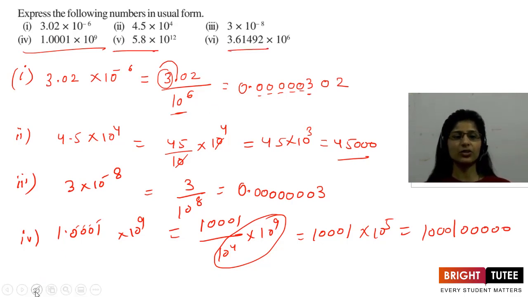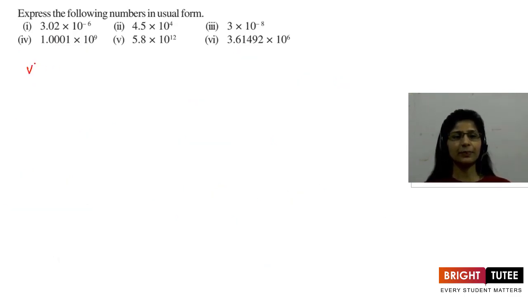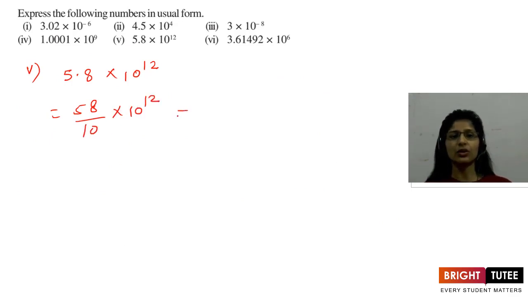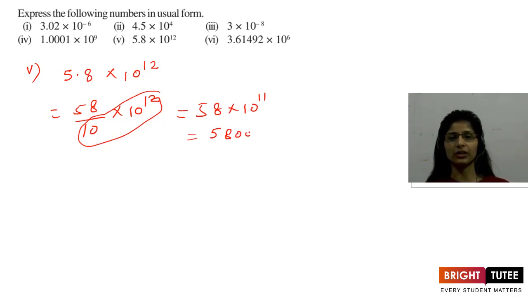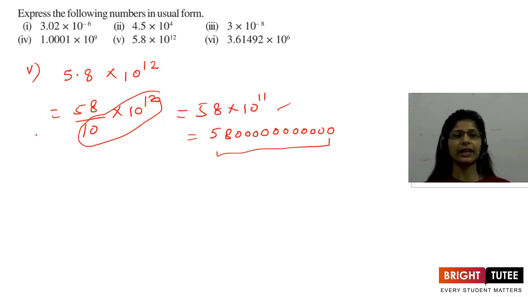Fifth and sixth part now we are going to do. In the fifth part, what is given? 5.8 into 10 to the power 12. So can I write it as 58 upon 10 into 10 to the power 12? So 10 to the power 12, 10 will get cancelled. We have 58 into 10 to the power 11. So after 58, you will place 11 zeros. 1, 2, 3, 4, 5, 6, 7, 8, 9, 10, 11. See, the reading of it is difficult and this is quite easy. Okay. The next part is the sixth part.